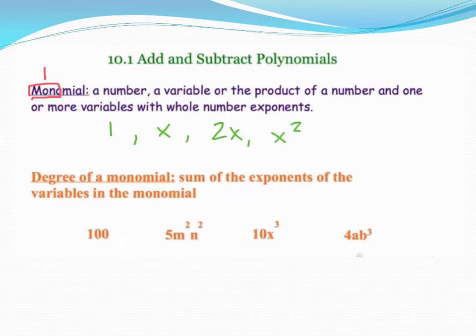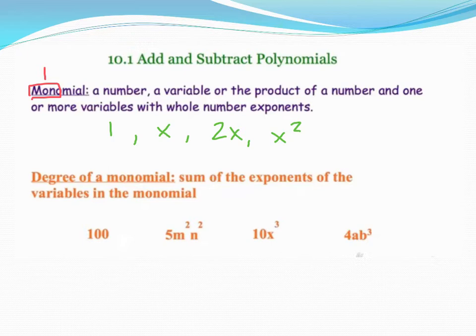Or maybe a variable with an exponent, x squared. That's a monomial. What I always think about with monomials and other types of polynomials is the number of terms we have. A monomial only has one term. Mono means one. One term, that would be a monomial. We'll look at other polynomials that have more than one term. Next, we're going to look at the degree of a monomial.